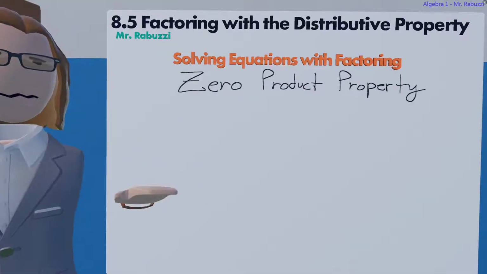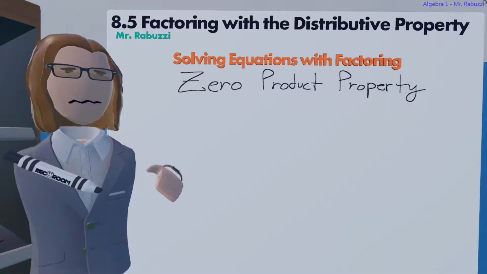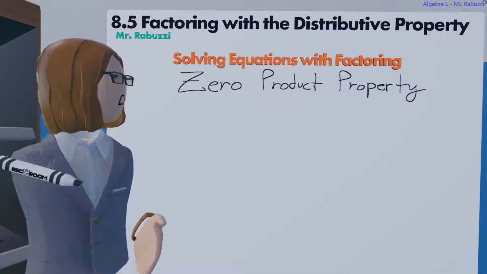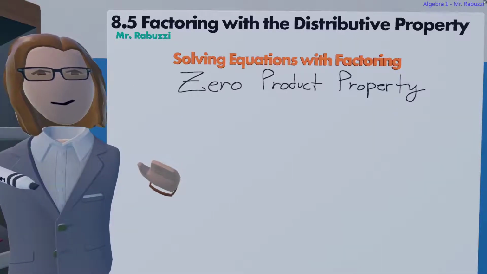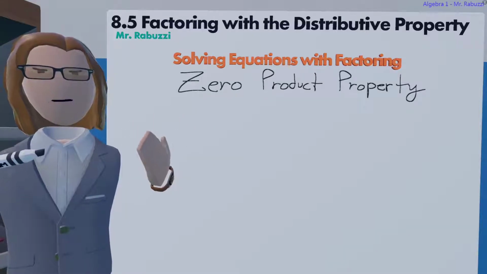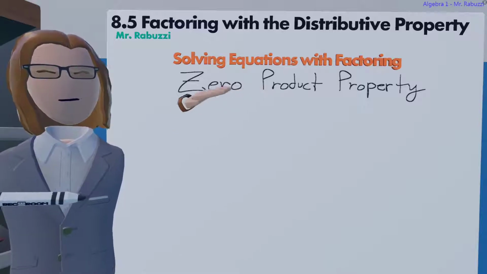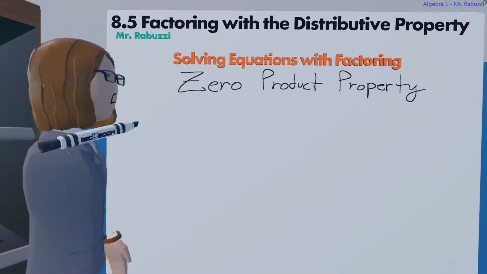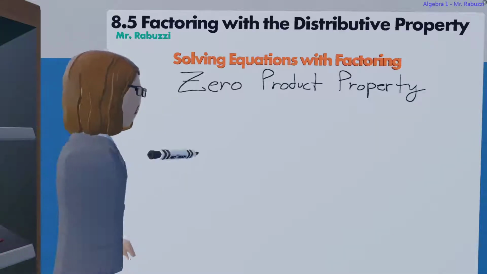Okay, and then for the last thing today, we're going to talk a little bit about how we can use what we just did, the factored polynomials, to solve equations. Okay? This all comes down to this very powerful tool we have in math. It's called the zero product property. And you already know this. You already know the answer to this, right?